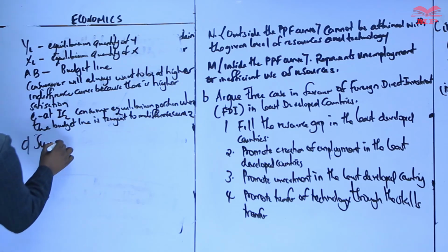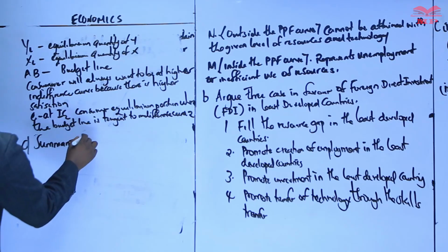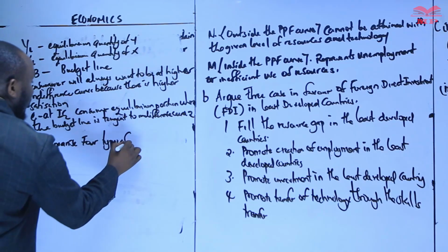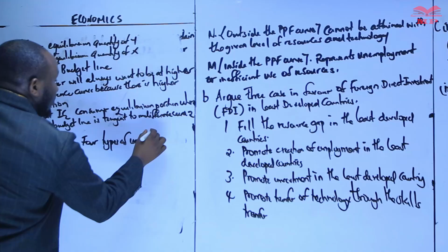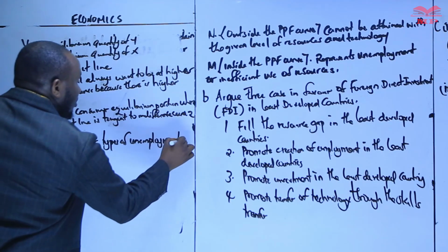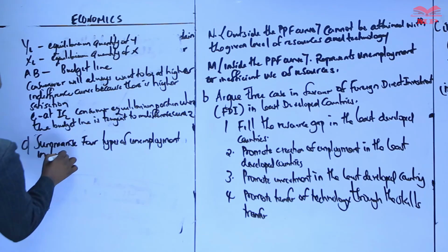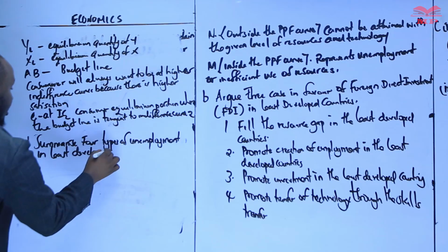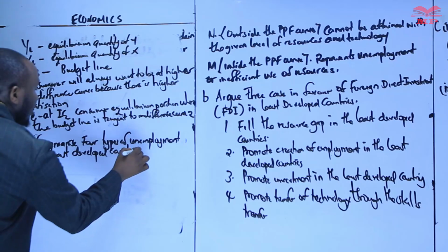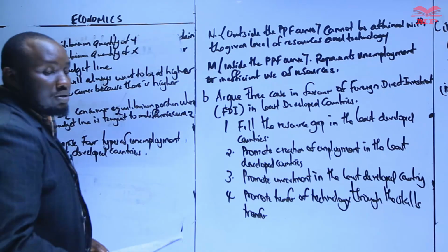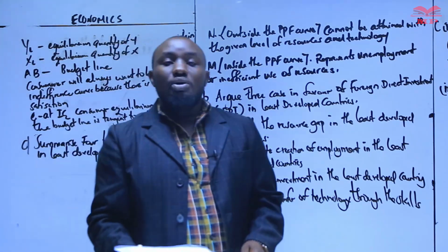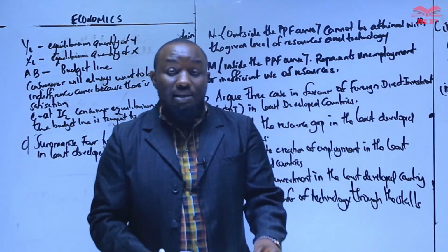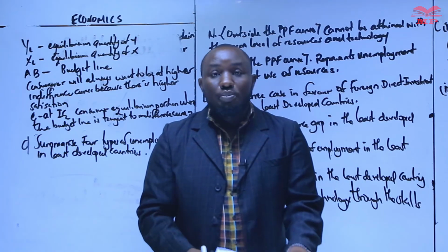Summarize four types of unemployment in least developed countries. The first thing we need to understand is the question: what is unemployment? And the second thing is least developed countries.